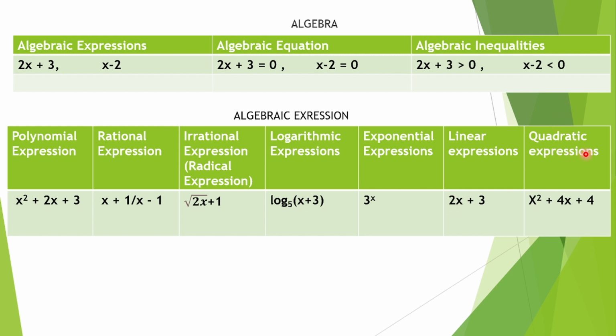Similarly, this is a quadratic expression, x squared plus 4x plus 4. It is also necessary for a quadratic expression that the power of the variable must be 2. If the power of the variable is less than 2 or greater than 2, then this particular type of expression will not be called quadratic. So it is necessary for a quadratic expression that the power must be equal to 2. So let's move forward.